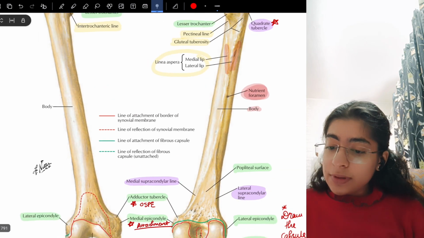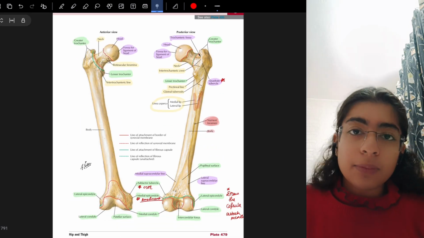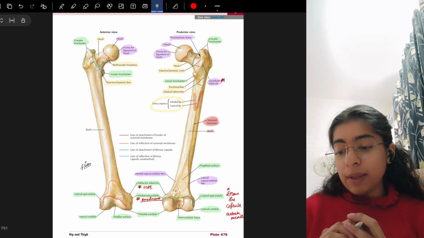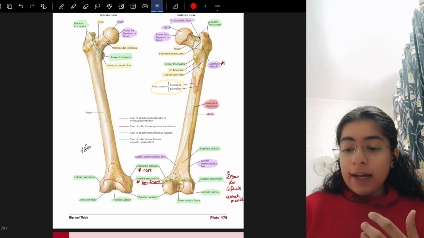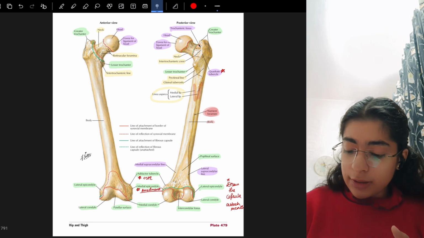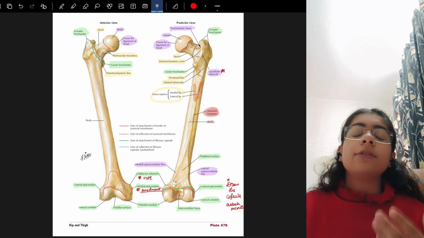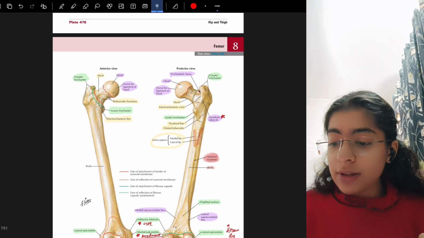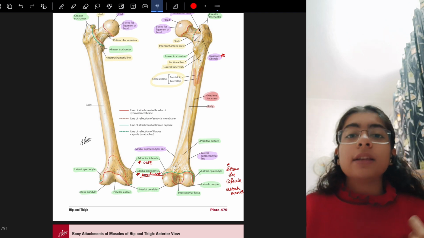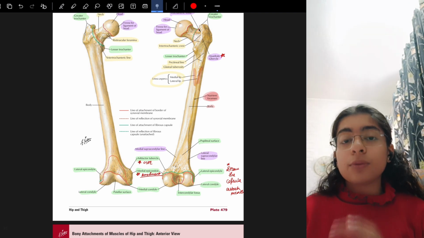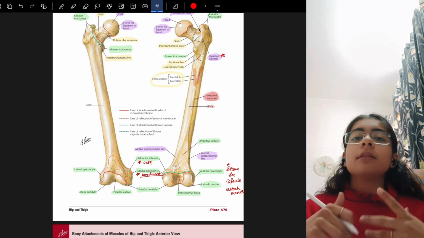So I think this was enough for just an introduction of the femur and knowing about the basic features. I would also suggest you can use this book, because it gives you a very good explanation of the structures. Obviously it can't match the real bones, but when you don't have those bones at home, you can just revise from it.